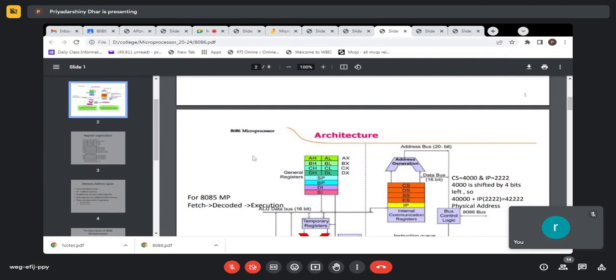In 8085 we used BC: B 8 bit, C 8 bit, making 16 bit. Okay, B C D E H L. Now here AX is indicating 16 bit. AH holds the upper 8 bits and AL holds the lower 8 bits.